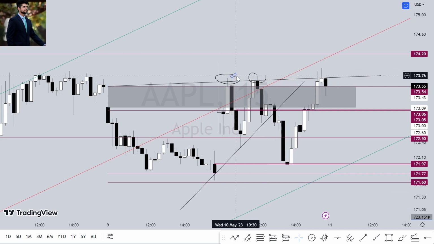Yeah, this was a good trade. I did make some money on this. This was the only trade that I took today because the price was showing some false rejections.